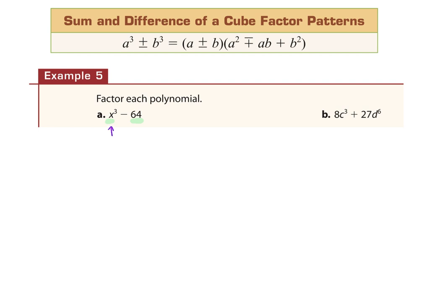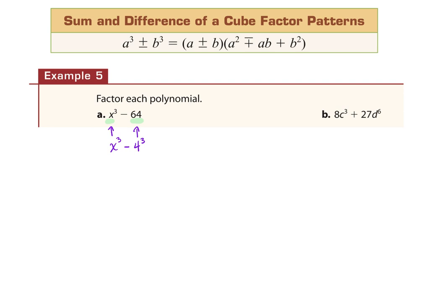Well, the cubed root of x cubed is just x. The cubed root of 64 is 4. So those are the a's and b's that we're going to use to plug that in. This is the same thing as saying x cubed minus 4 cubed. That's x cubed minus 64.